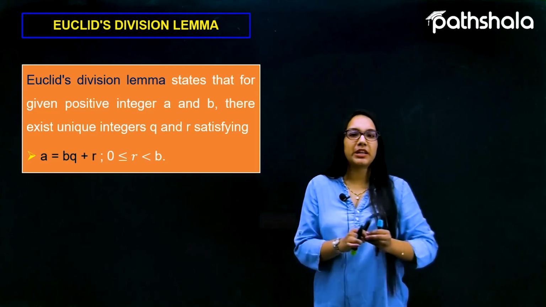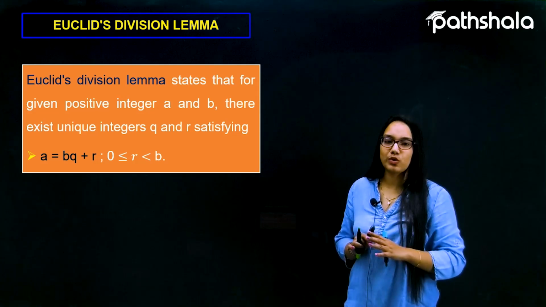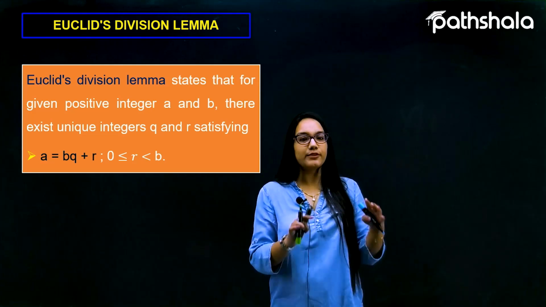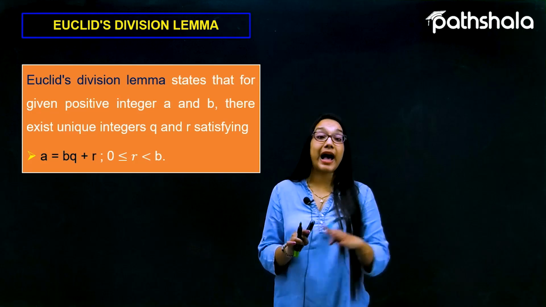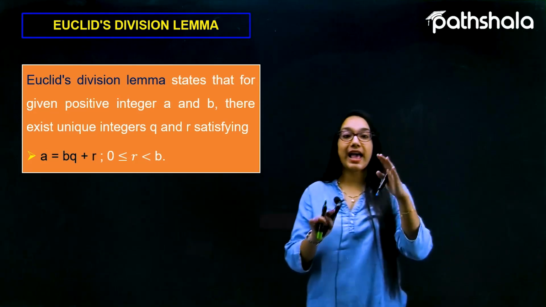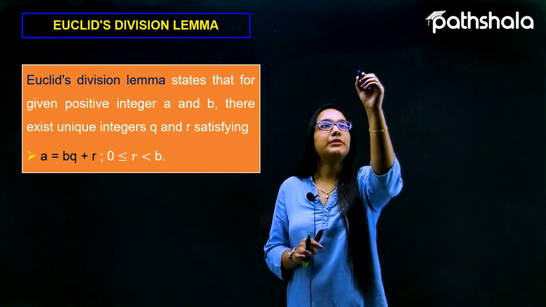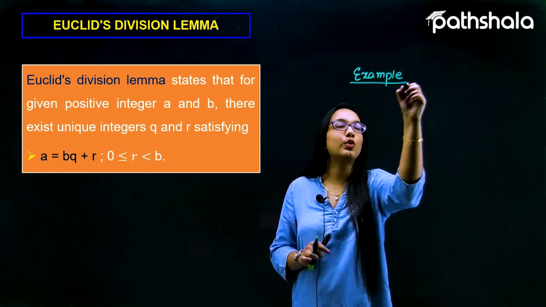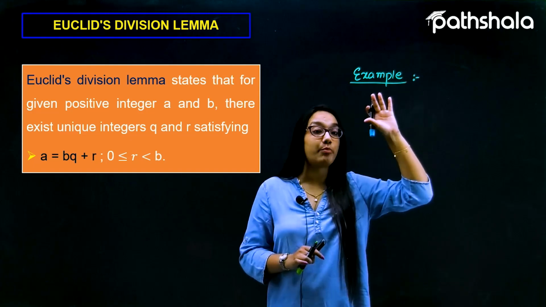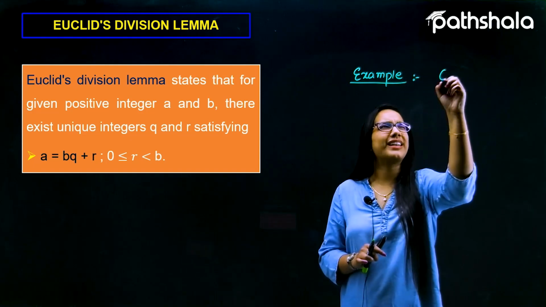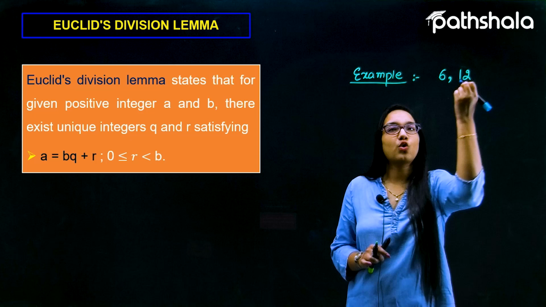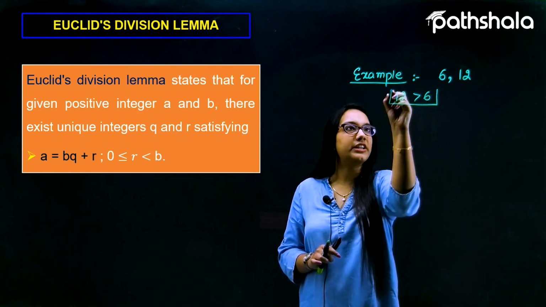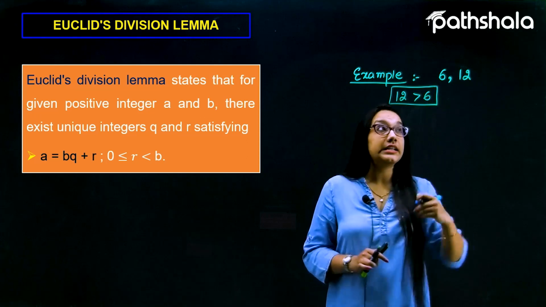So what is the meaning of this Euclid's division lemma? Let us take an example and discuss the lemma with its help. Let us suppose I am taking two numbers, 6 and 12. Obviously 12 is greater than 6, so we will divide 12 by 6.